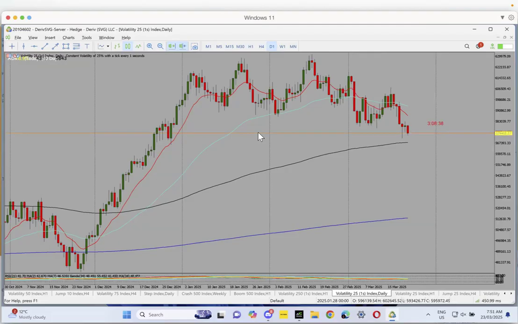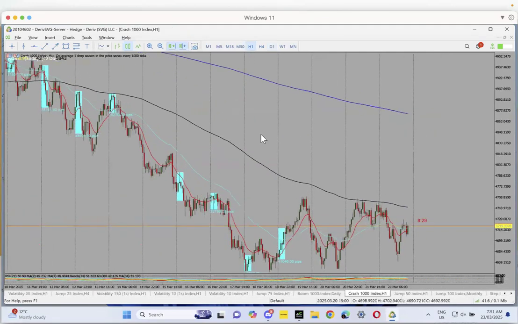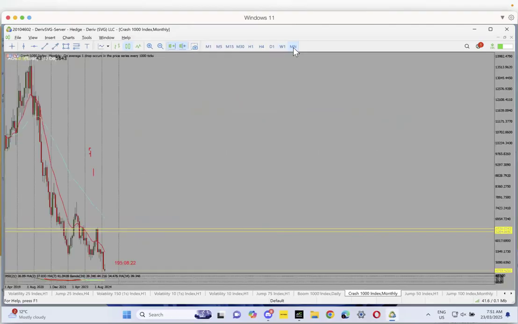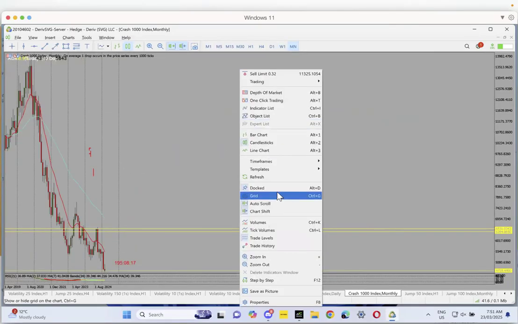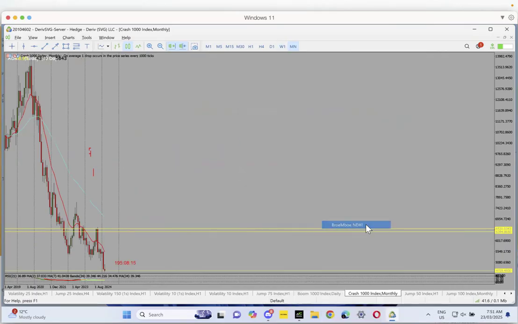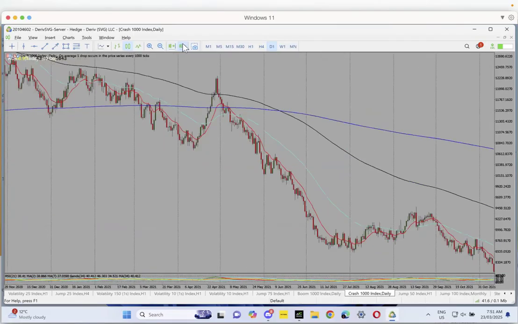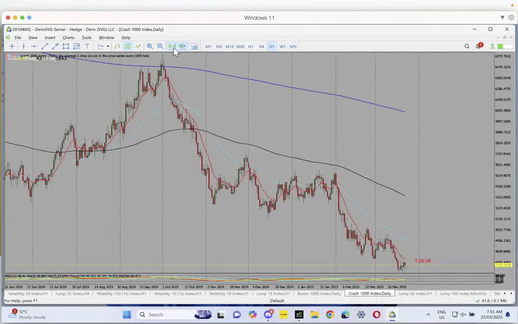So let's go to Crash 1000. Crash 1000. All right. So weekly time frame is a sell. I take it monthly is a sell as well, which is okay. Daily. What are we doing in daily? From the daily, again, it is a sell.